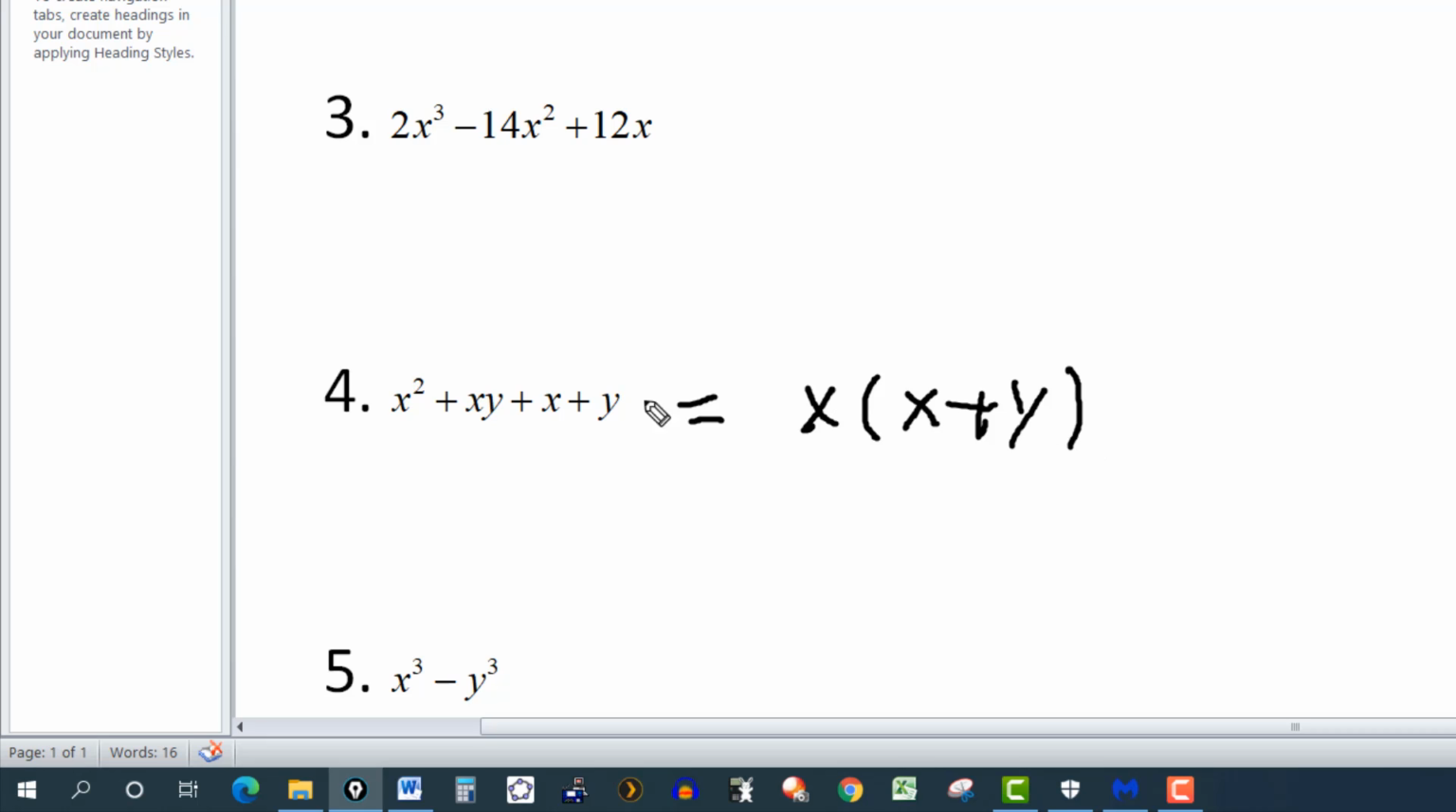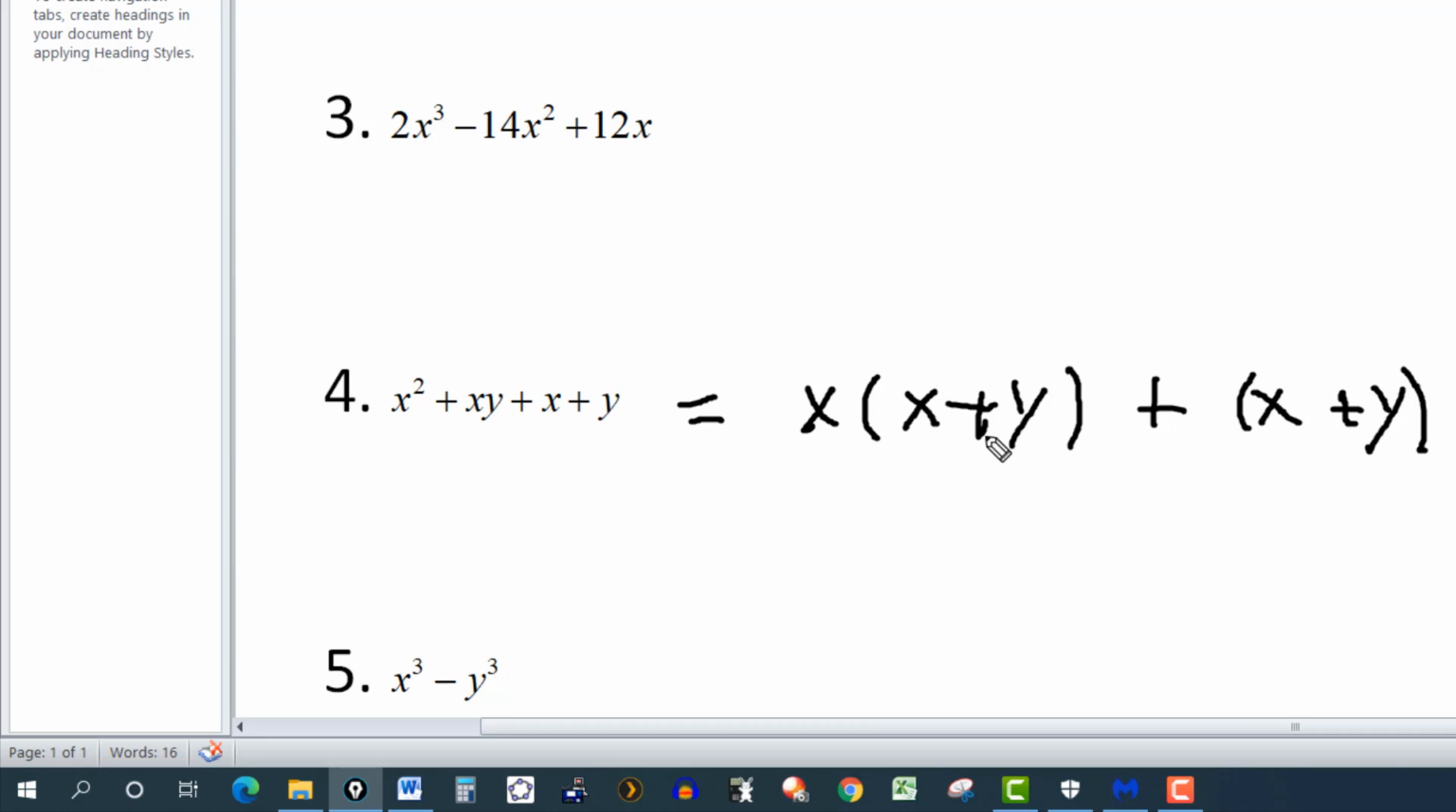Okay, so the last two terms are x plus y. I'm just going to leave these the way they are, and let's put a plus, and then I'm going to put x plus y. And then I'm going to put this in parentheses so you can see what I'm doing here. Okay, so I got x plus y. But notice I have an x plus y right here also.